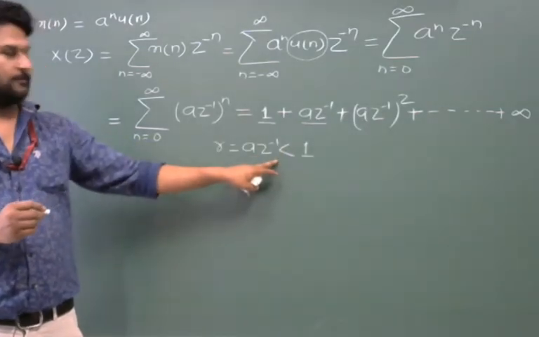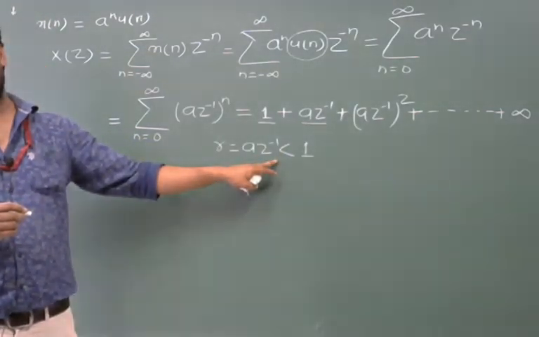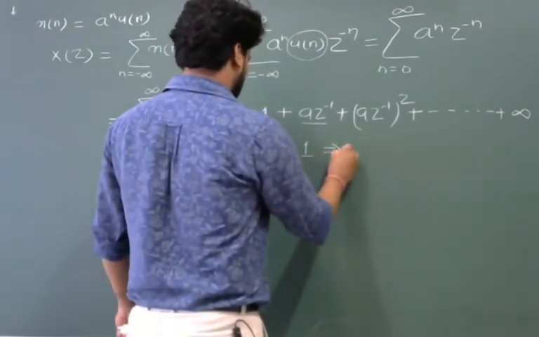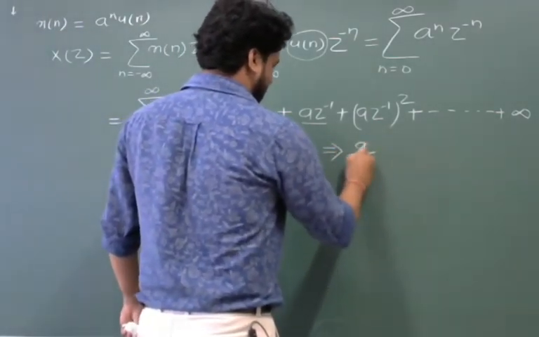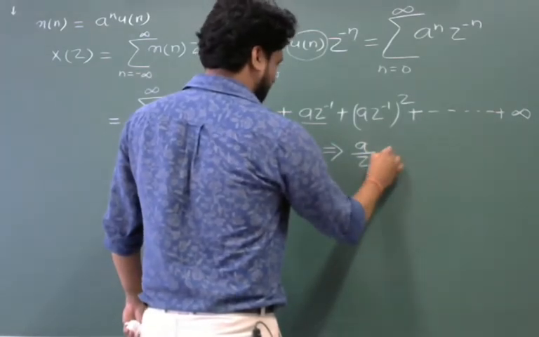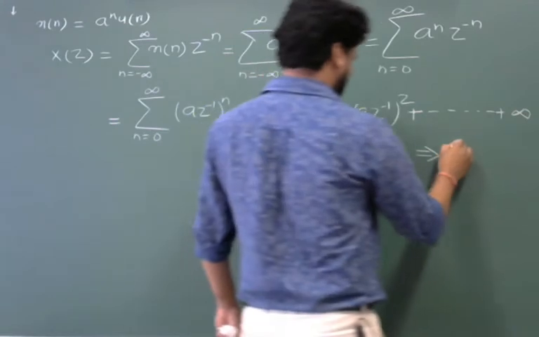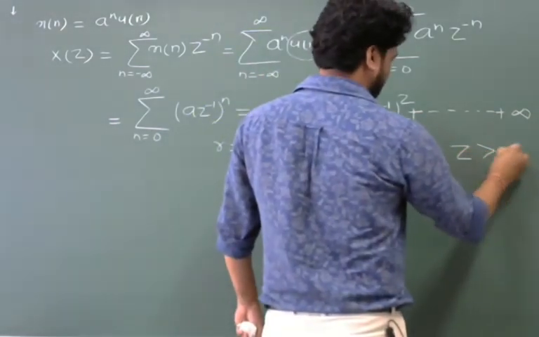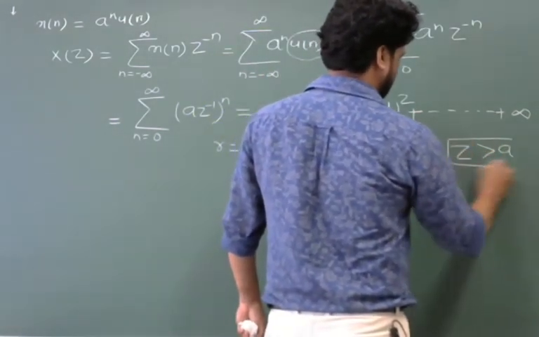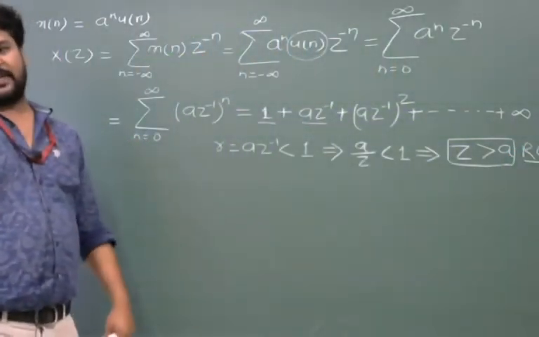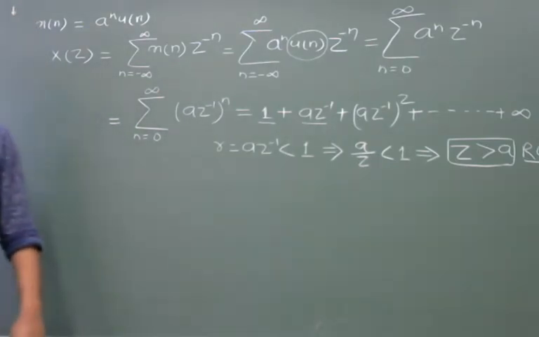From here we will get the region of convergence of this z transform. So from here I can write mod of a by z should be less than 1. From here this can be shown that mod of z should be greater than mod of a. This is the region of convergence for this given z transform.